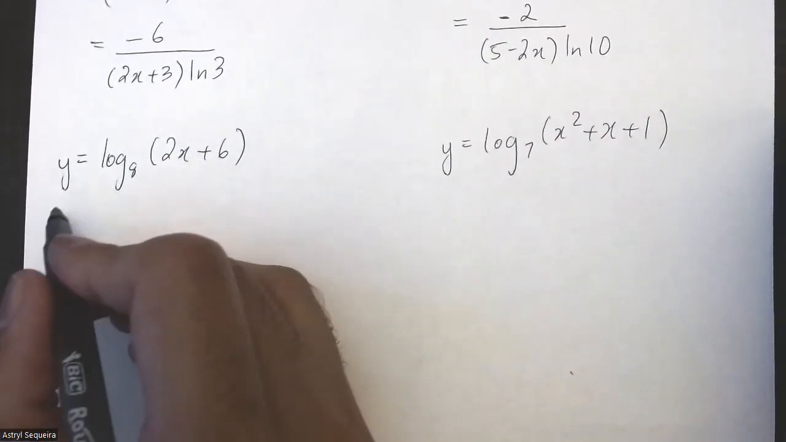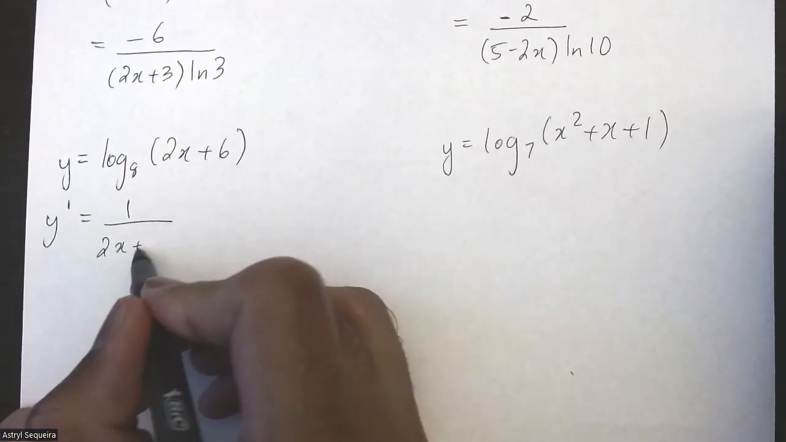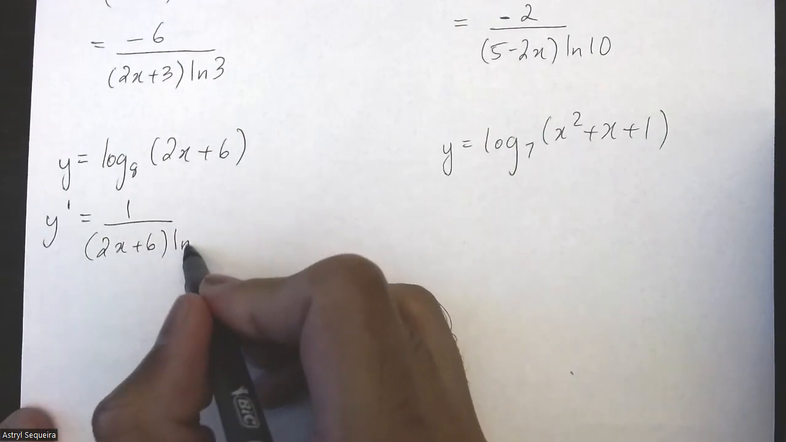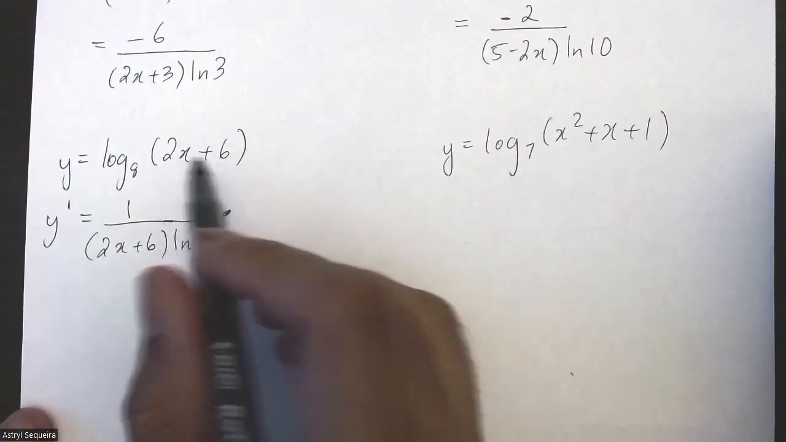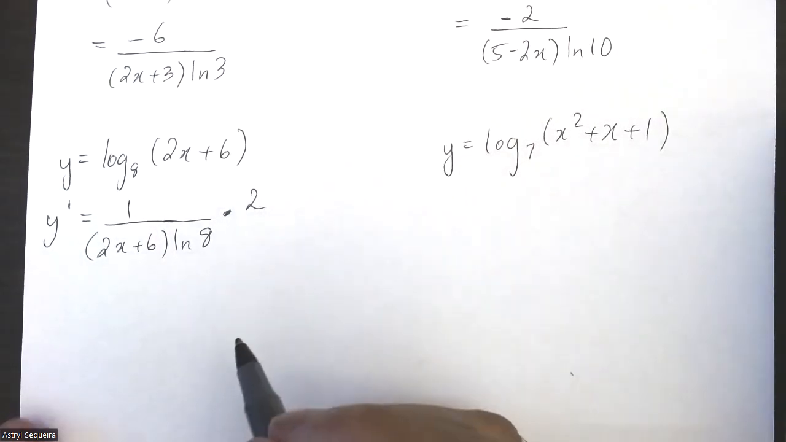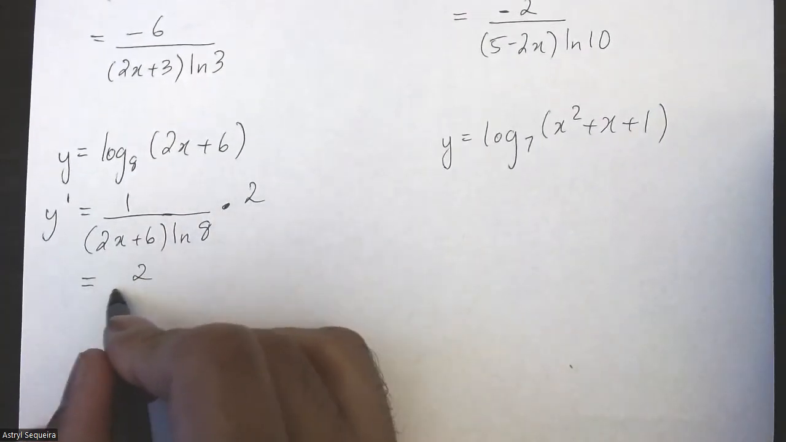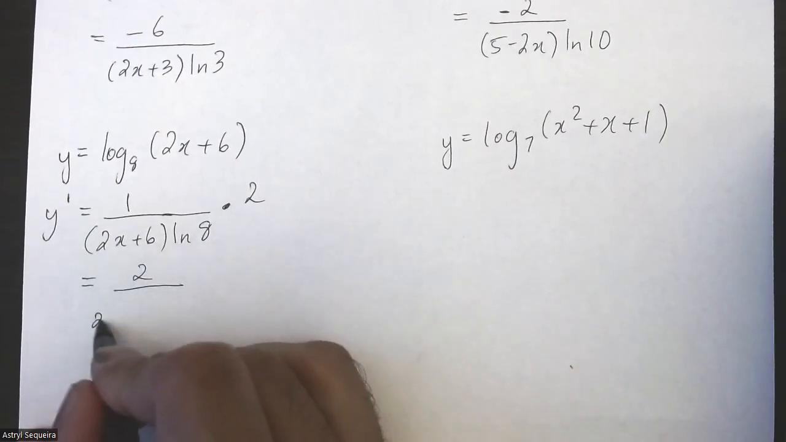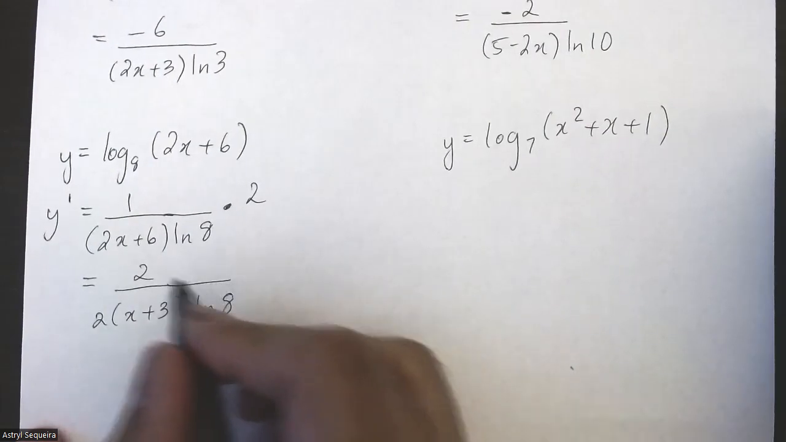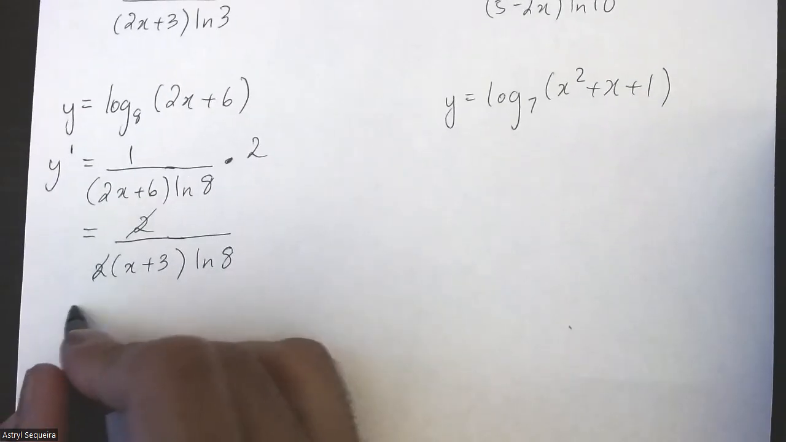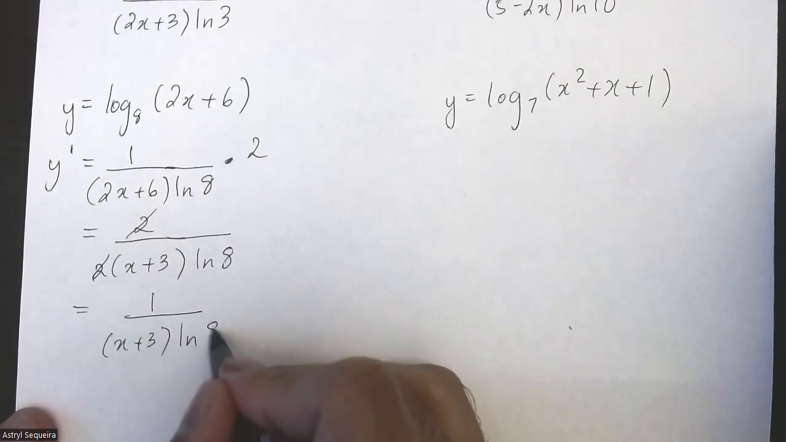Fifth question, similar idea here. Let's derive it. 5 prime equals 1 over whatever's inside the bracket times ln of my base, which is 8, multiplied by the derivation of the inside, which is just 2. Now this can actually be simplified a bit. 2 times 1 is 2, but on the bottom I can factor a 2 out of the bracket, and that gives x plus 3 ln 8. This 2 and this 2 can cancel, so my final solution would be 1 over x plus 3 ln 8.